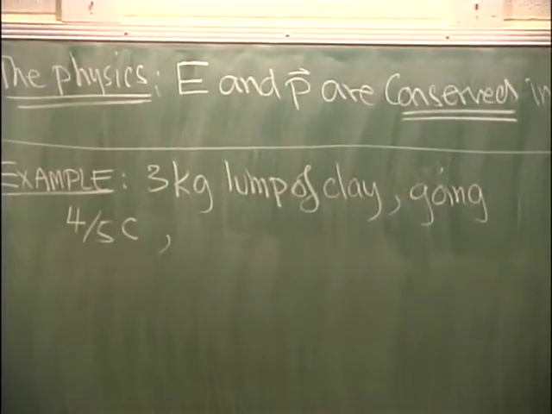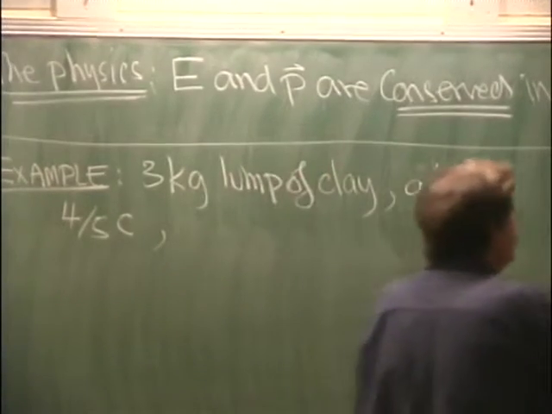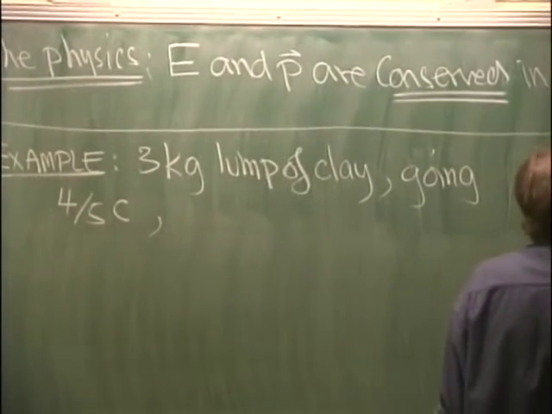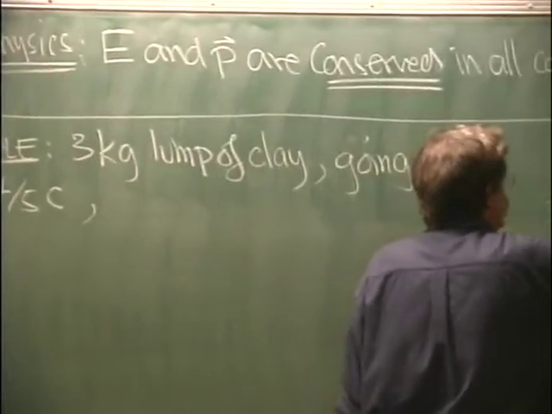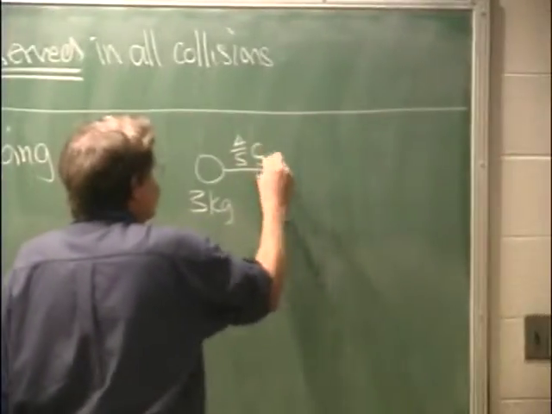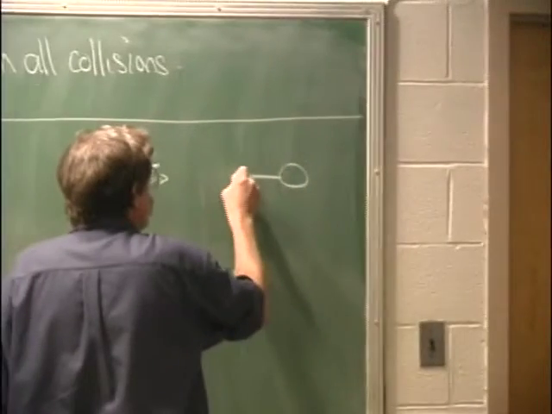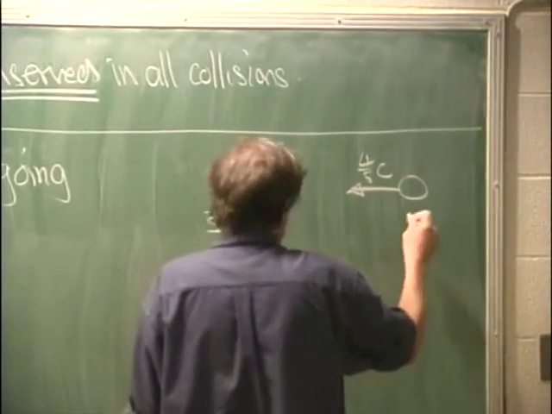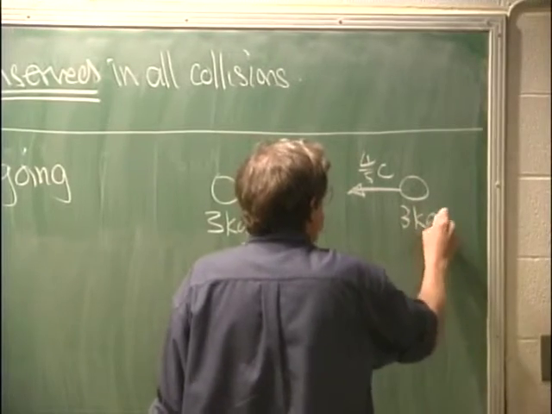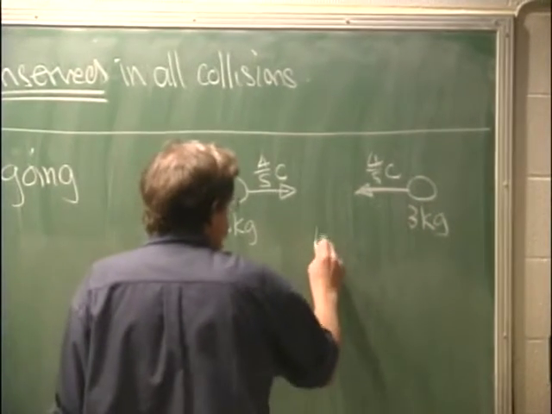And it collides head-on with an identical lump going the opposite direction at the same speed. So here's the scene beforehand. The mass is 3 kilograms. It's going at 4/5 the speed of light, and it encounters another lump of clay going the other direction, 4/5 c, and its mass is likewise 3 kilograms.